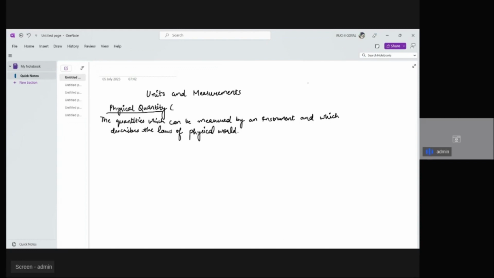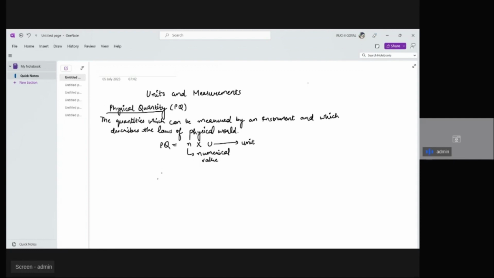We can denote a physical quantity by PQ. So PQ will be N into U. N we can say is the numerical value of the physical quantity, and U will be the unit of the physical quantity, right? So there are two things in a physical quantity. First is the numerical value and second is the unit.